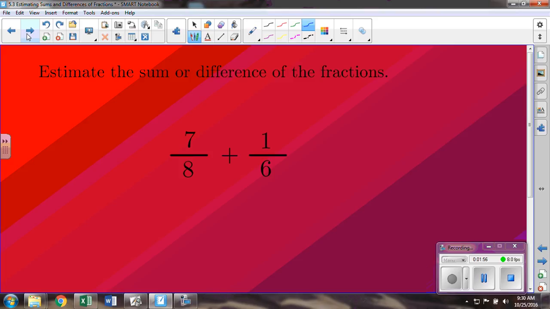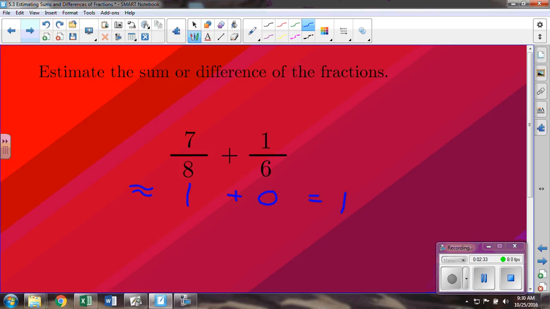Basically, in order to estimate this, 7 out of 8, is this closer to 0, half, or 1? A lot of times you'll be able to just look at it and say, okay, that's definitely closer to 1. 1 over 6, is that closer to 0, half, or 1? That's close to 0. And so when we estimate these, 7 over 8 is close to 1, 1 over 6 is close to 0, so 1 plus 0, there's our estimate. Those two fractions are going to be close to 1 when you add them up.